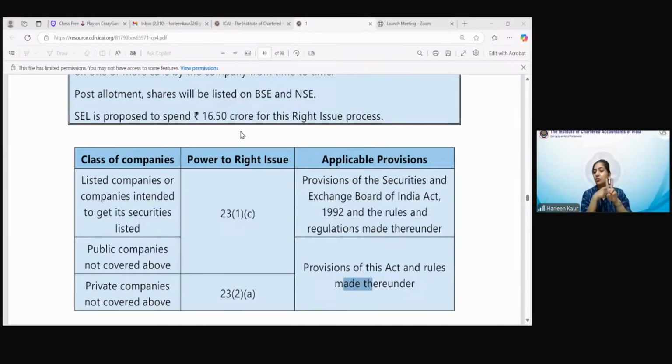What were the two exceptions? Children, quickly answer me since we have touched this topic. What were the two exceptions in which shares can be issued at a discount? What is the first one? Good.